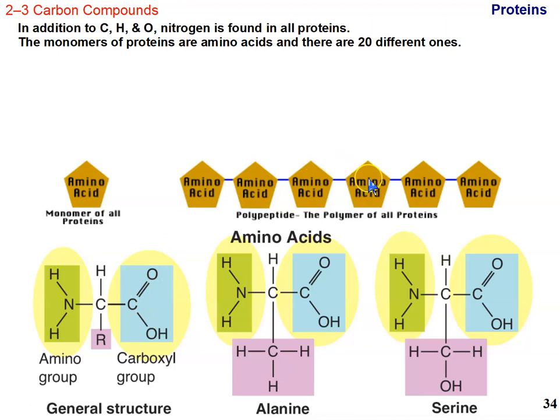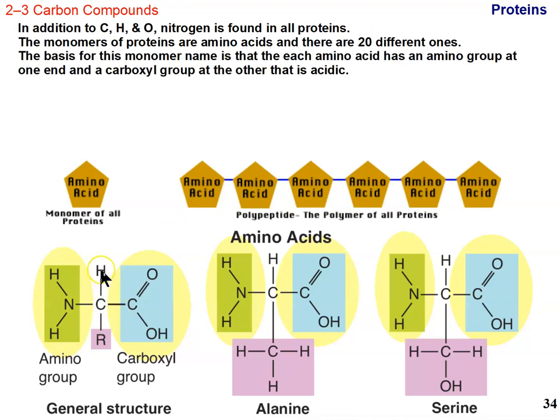You can't tell from this diagram, it's just showing amino acids strung together to make a polypeptide, but there are 20 different kinds of amino acids. So different proteins are different depending on what amino acids are strung together to make them up. That's what makes them different.